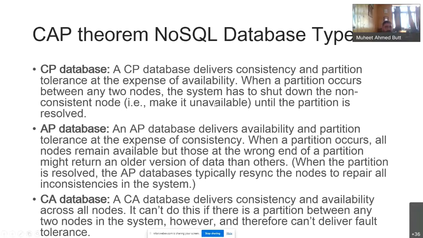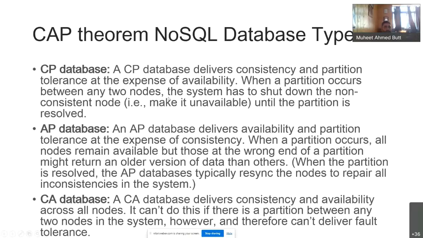Now here, if you have a CP database, the CP database will have consistency and partition tolerance, and it will be at the expense of availability. That's very important. It means availability is not important here. Here consistency and partition tolerance is important. Therefore, it will be at the expense of availability. When you say AP database, it will be availability and partition tolerance at the expense of consistency. Therefore, there will be an AP database where you want to put.